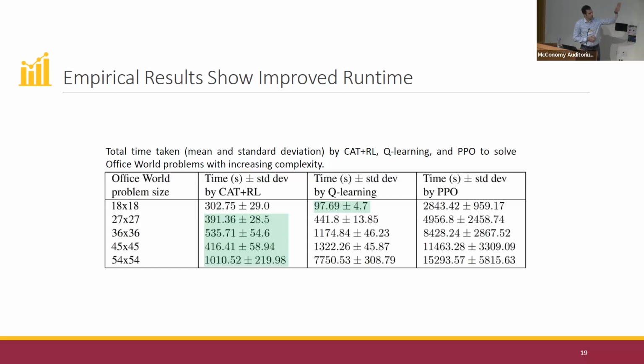For the small instance of the office board, 18 by 18, for example, we can see that the vanilla Q-learning without CAT-RL is the fastest approach and completes before all of the other methods. But as we increase the complexity of the problem, we can see that CAT-RL becomes the fastest method amongst all the other baselines that we are evaluating.